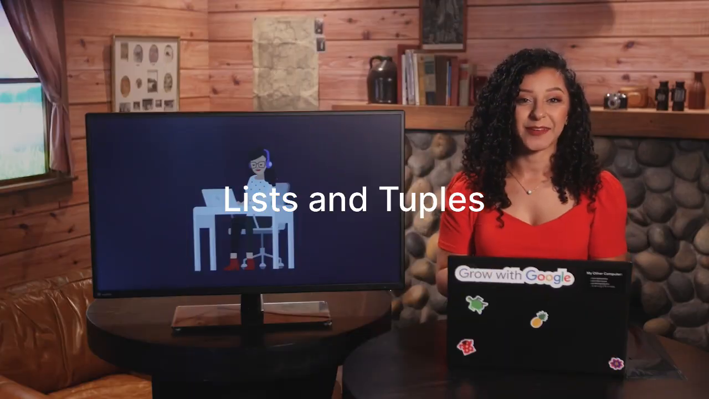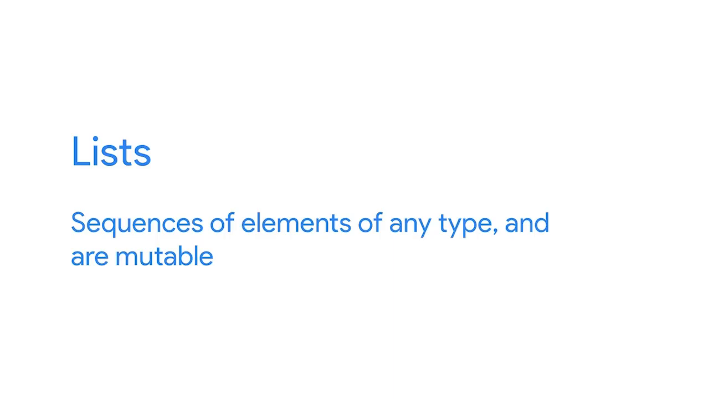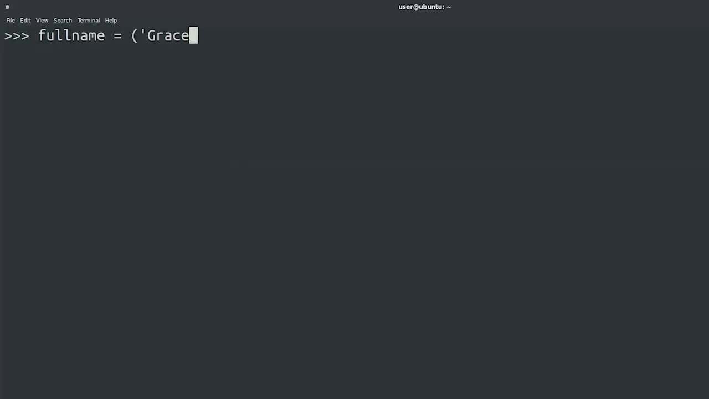As we called out before, there are a number of data types in Python that are all sequences. Strings are sequences of characters and are immutable. Lists are sequences of elements of any type and are mutable. A third data type that's a sequence and also closely related to lists is the tuple. Tuples are sequences of elements of any type that are immutable. We write tuples in parentheses instead of square brackets.